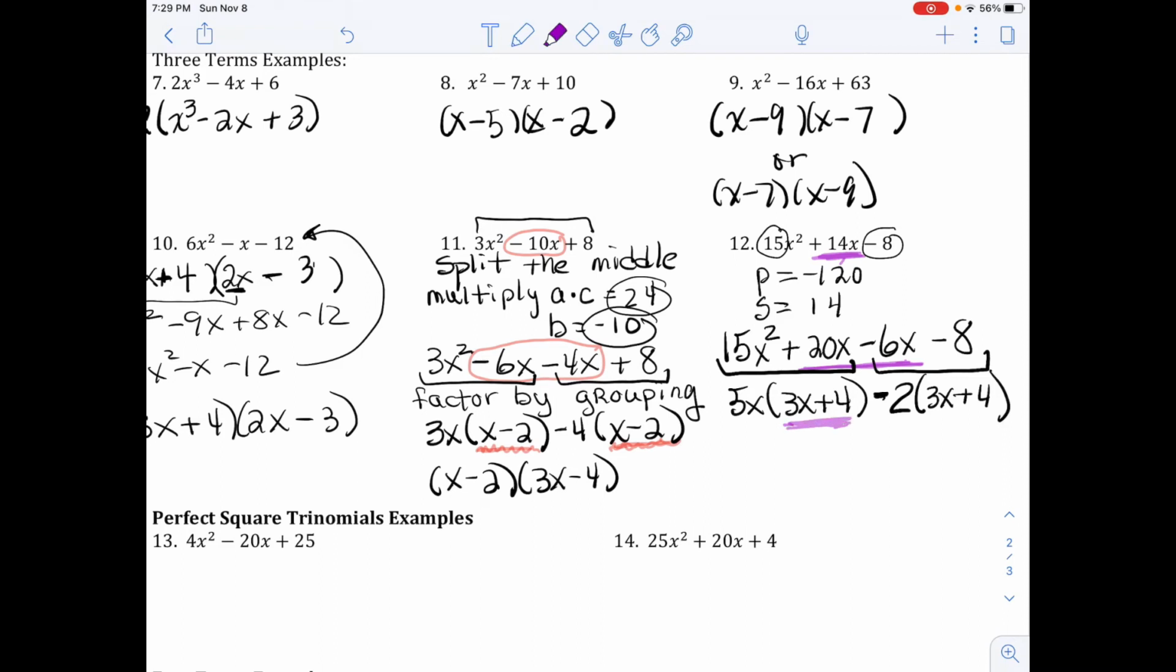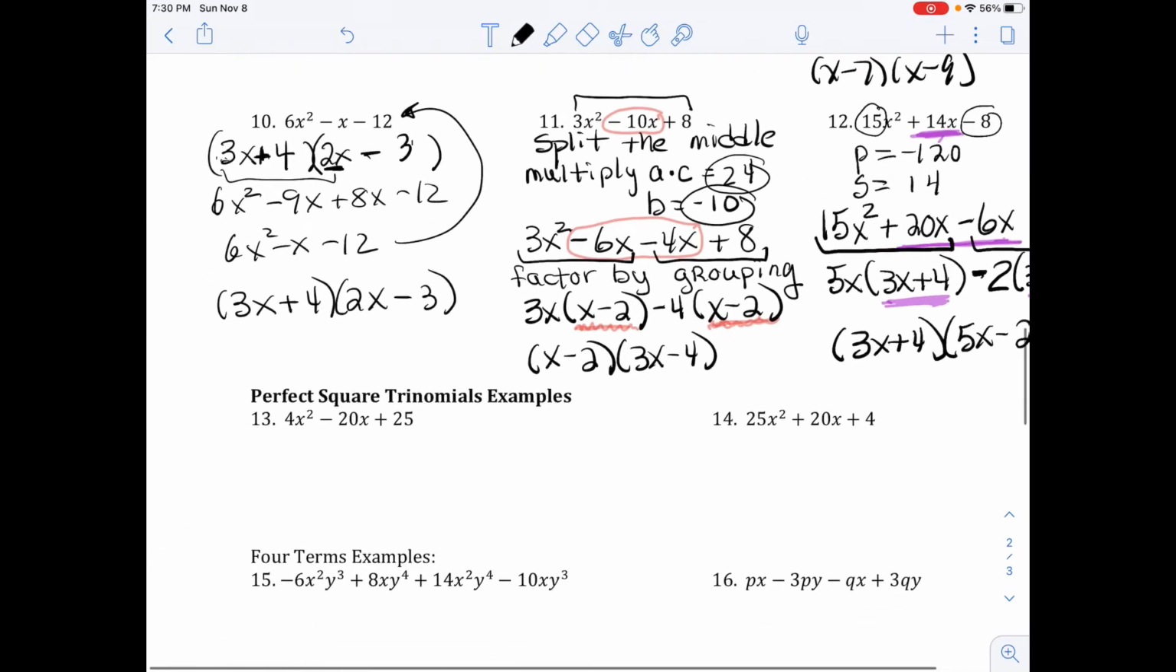Not a coincidence that you see that both of the parentheses have 3x plus 4. That becomes your new GCF, 3x plus 4. There was a 5x next to it, minus 2, and that's what goes in the parentheses. And that's called split the middle. If that's new for you, practice it, look at the videos in Delta Math, and keep coming back to these.